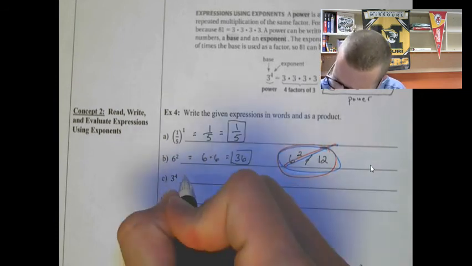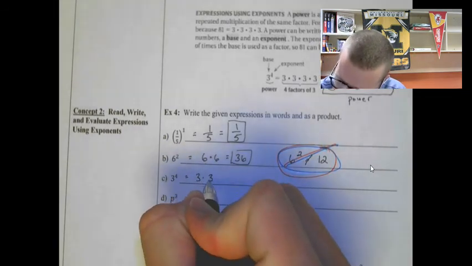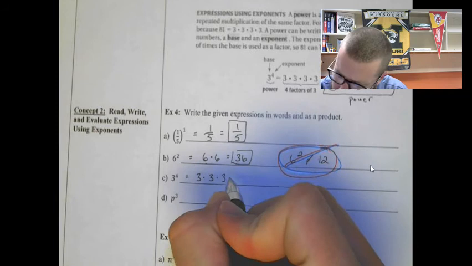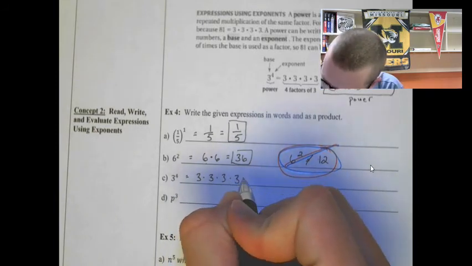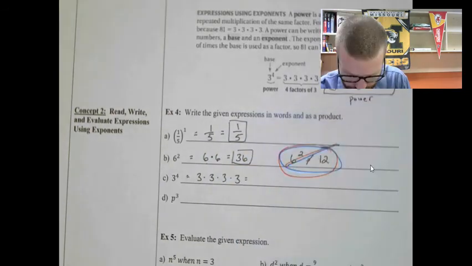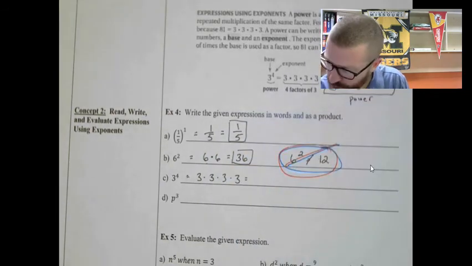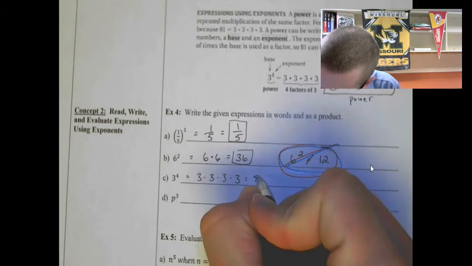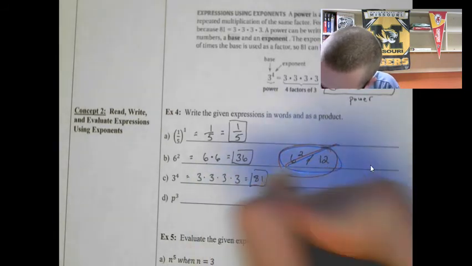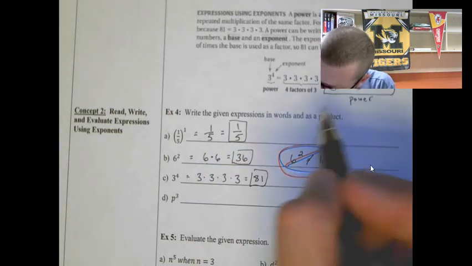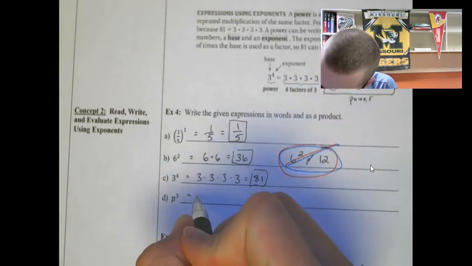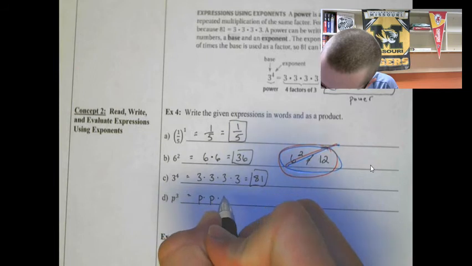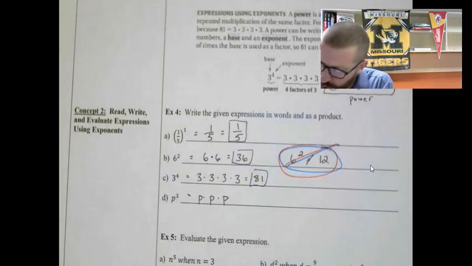3 to the fourth would be 3 times 3 times 3 times 3. I don't know how many I said. Which is 81. And then p to the third would be p times p times p. And that's what the third is.